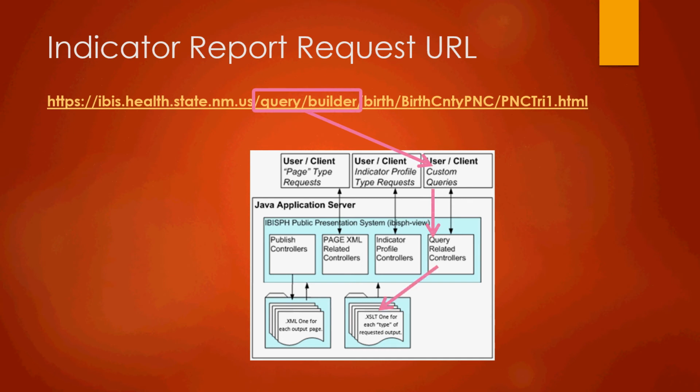So when the request goes to the IBIS web server, this query builder string tells the IBIS application that this is a custom query request, and that tells the application which XSLT style sheet to use, and this part of the URL at the end tells the IBIS application which XML file to use, and it puts them together and creates an HTML file that gets sent to the client or the user.